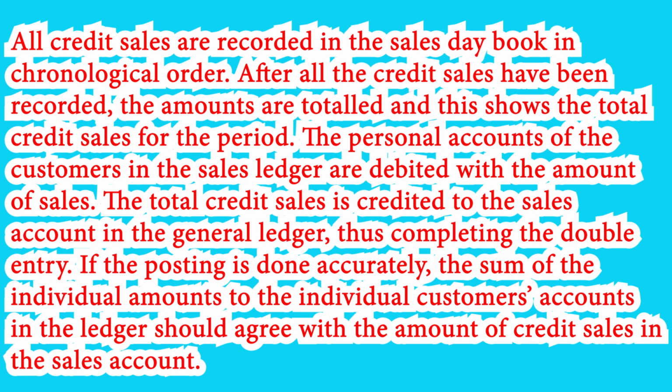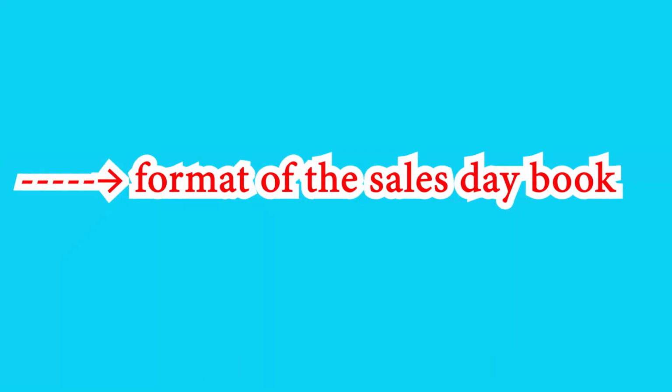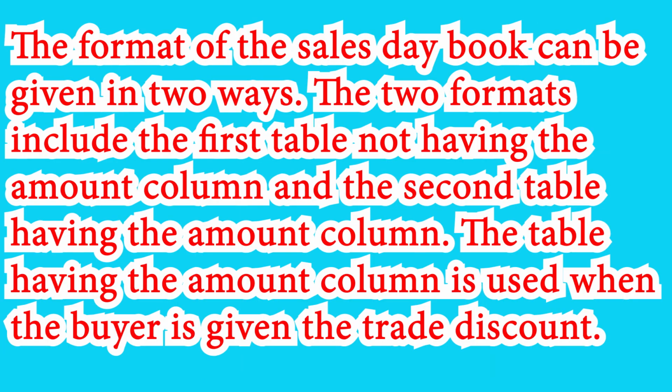If posting is done accurately, the sum of the individual amounts to the individual customers' accounts in the ledger should agree with the amount of credit sales in the sales ledger. Let us now look at the format of the sales daybook. The format can be given in 2 ways: the first table not having the amount column and the second table having the amount column. The table having the amount column is used when the buyer is given a trade discount.